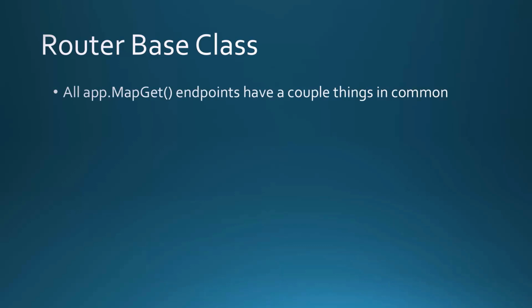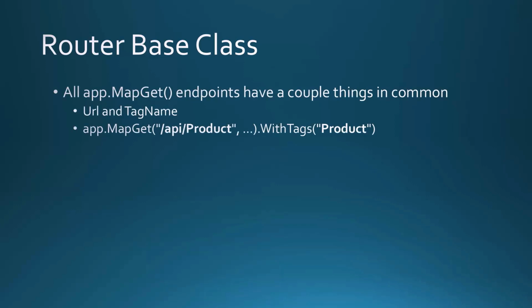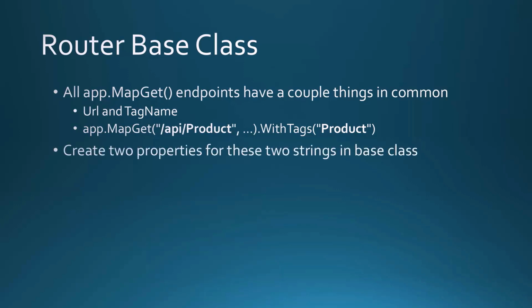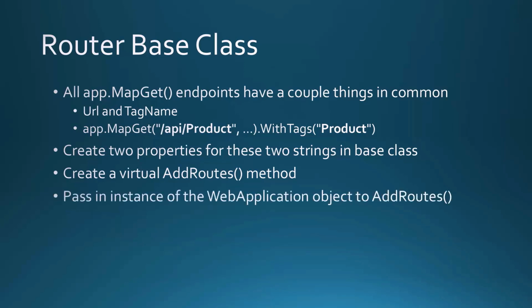And the reason why is all app.mapGet endpoints have a couple things in common. They have a URL and a tag name. I mean, we've seen it already when we created our app.mapGet methods. The first string that we pass in is usually the same. It might have a few additional pieces after it, but the basics are always the same. And also the tag name that we add to do the grouping. So we're going to create two properties for these two strings in our base class. We'll create a virtual add routes method that each router class will override. And we're going to pass in the instance of the web application object to our add routes.